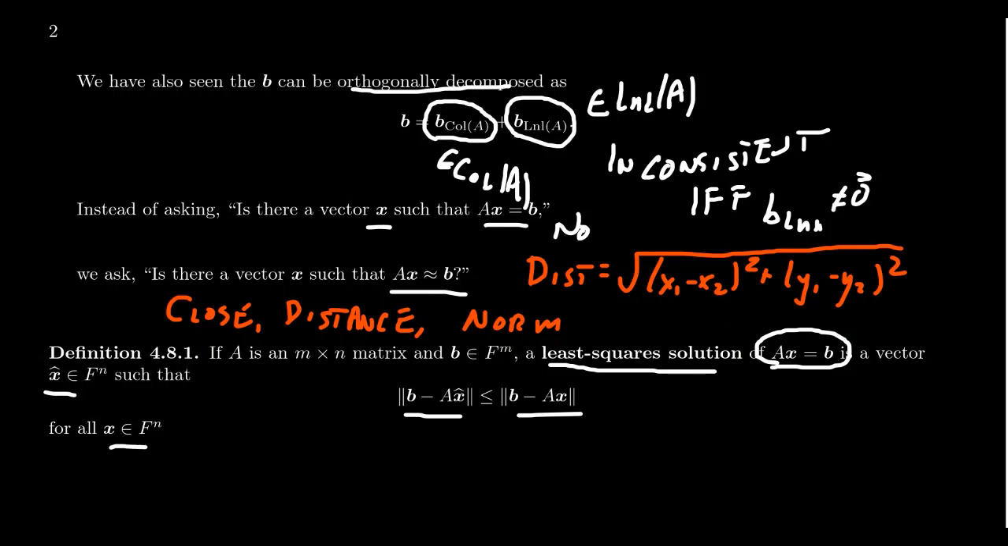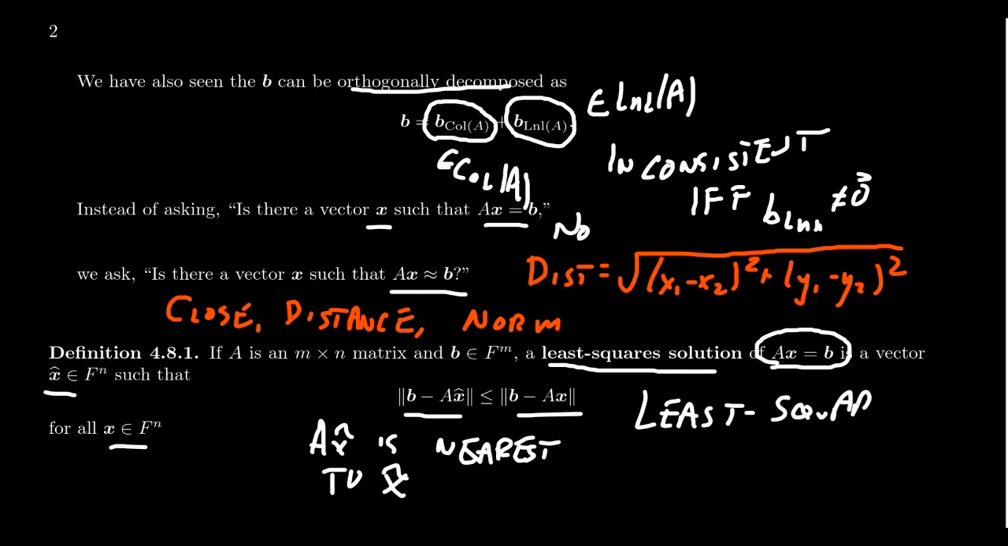So X hat is chosen so that AX hat is closest. So AX hat is nearest to B. And so finding this vector X hat is what's known as the least squares problem. Finding a solution to the least squares problem is what we're going to try to do right here. And so the least squares name comes from the fact that we're trying to minimize distance, and the distance formula involves sums of squares. This distance formula we have right here is for two dimensions. If we had three dimensions, there would be three squares. If it's 17 dimensions, we'd have 17 squares. Trying to minimize these squares is the least squares problem.